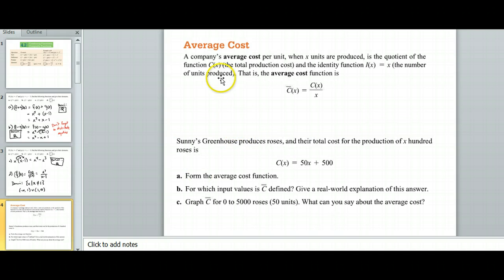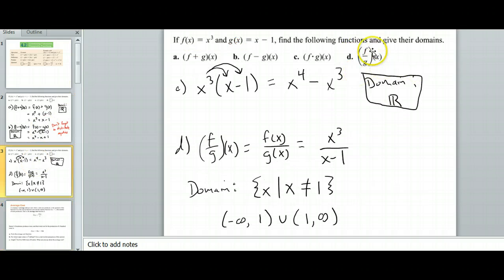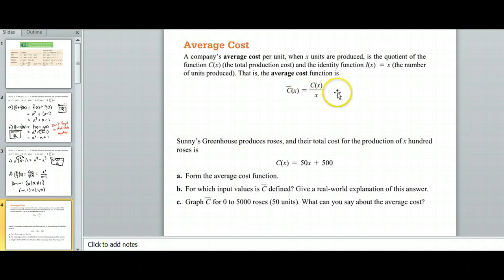Alright, average cost function. Average cost is basically one of these types of functions. It's like the part D, the division function. We take a function and we divide by another function. It just happens to be that the bottom function that we divide by is just x. It's just the number that you have there. So according to part A, form the average cost function.